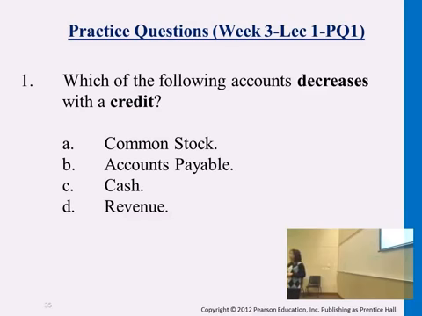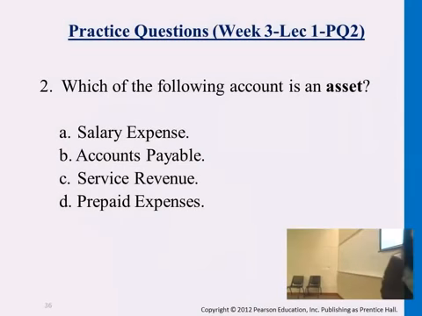Well, it has to be an asset, right? Asset increases with a debit, so it decreases with a credit. Accounts payable, a liability, increases with a credit. Common stock, equity, increases with a credit. Revenue also increases with a credit. So assets decrease with a credit.